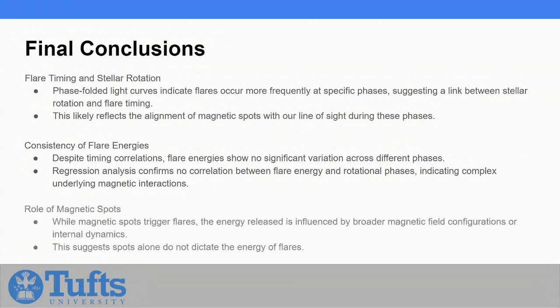The consistent energy levels of flares across different rotational phases, despite their frequent occurrence at certain phases, suggests that while magnetic spots are crucial for the initiation of flares, the actual energy released during these flares may involve additional factors. This could include the star's overall magnetic field configuration or the internal dynamics that are not directly visible through spot activity alone. In conclusion, while our findings underscore a clear relationship between flare occurrences and stellar rotations due to magnetic spots, they also highlight the independence of flare energy from these rotational phases.